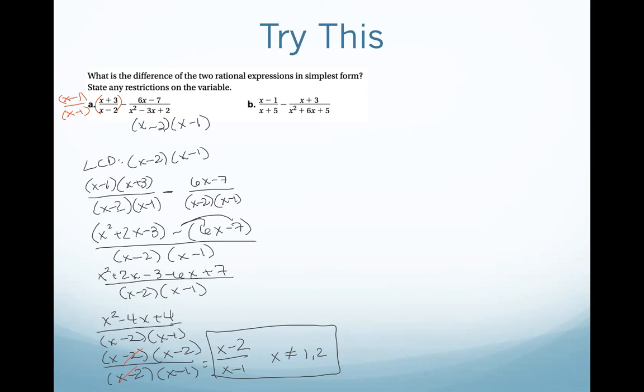Okay, the restrictions come from the denominators. So the numerator x minus 2 is not giving me any restrictions. It's because of that x minus 2 that got canceled out that we have a restriction of x equals 2. Part B, go ahead and try if you haven't already.